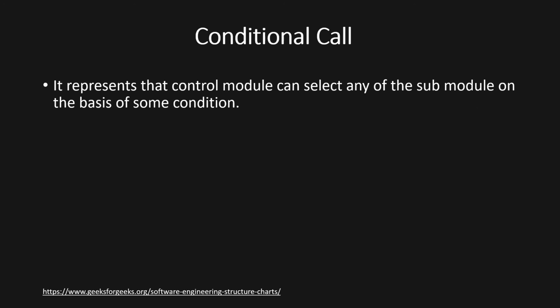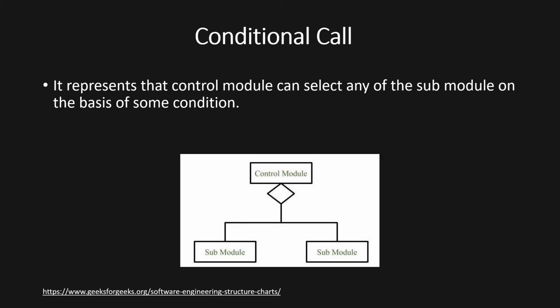The next symbol in the structure chart is called the conditional call, and it represents a choice that the control module can make in choosing any of the submodules based on some condition. Whenever you're looking at the structure chart, you'll have your control module, and the conditional call is represented by this diamond shape.